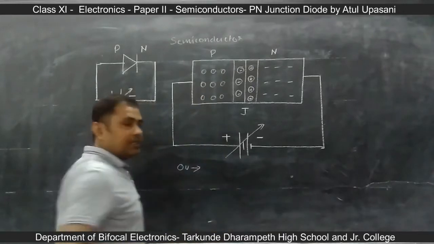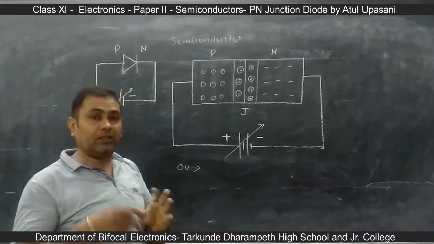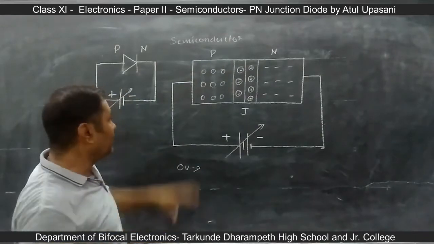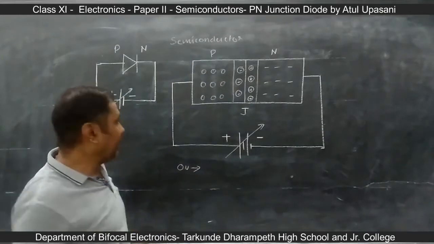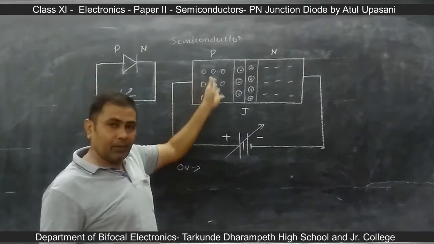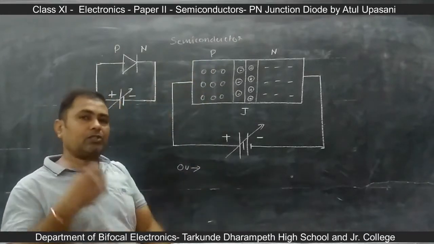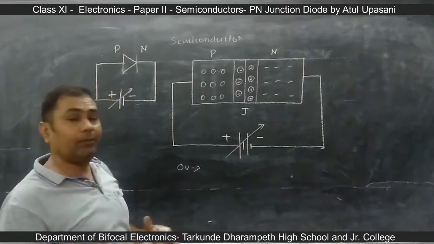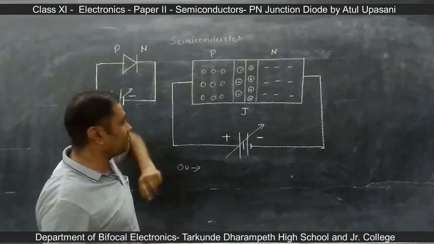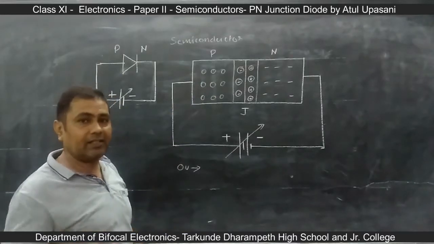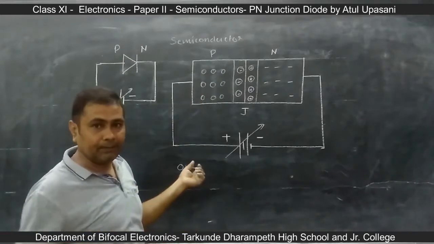Here in the P side, there are a number of holes. They are considered majority charge carriers, because holes are majority charge carriers. So when the doping process is there, at that time trivalent impurity is added here and some holes are created here. But in the process of doping, some free electrons are also formed. So in p-type material, we can say that holes are majority charge carriers, whereas some minority charge carriers, that is electrons, are still present there.